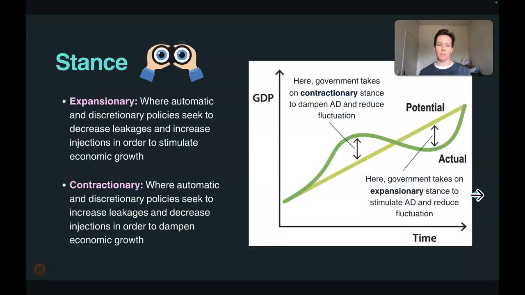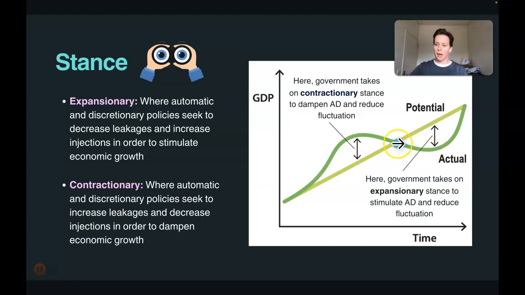Okay, so we're going to start here with the stance, very similar to monetary policy, where the government will take on a counter-cyclical stance. What I mean by that is during periods of expansion where the economy is running a little bit hot and above that long-term trend line, the government is going to take on a contractionary stance because they're going to look to reduce aggregate demand, to reduce that fluctuation in the business cycle, to help the business cycle return to that long-term trend.